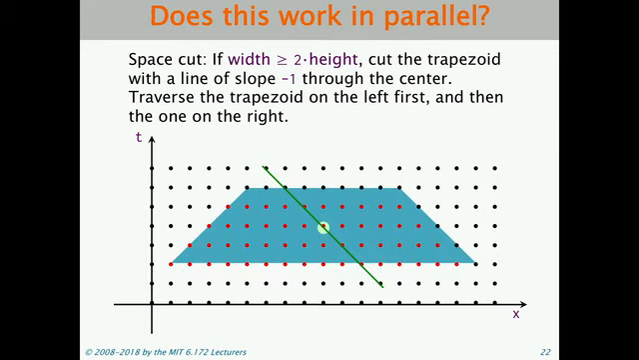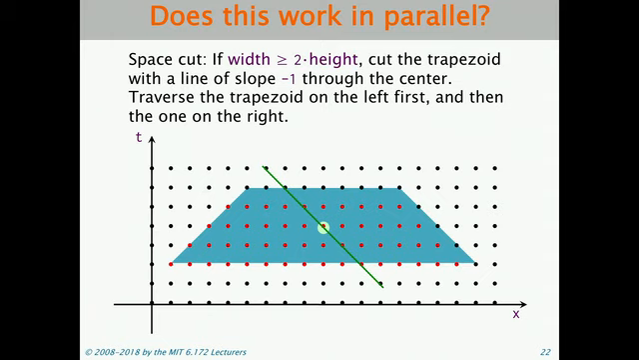So let's see whether our trapezoidal algorithm works in parallel. Does the space cut work in parallel? Recall that the space cut, I'm cutting it with a slope of -1 through the center because it's too wide. Can I execute the two trapezoids in parallel here? No. The reason is that the right trapezoid depends on the result of the left trapezoid, so I can't execute them at the same time.